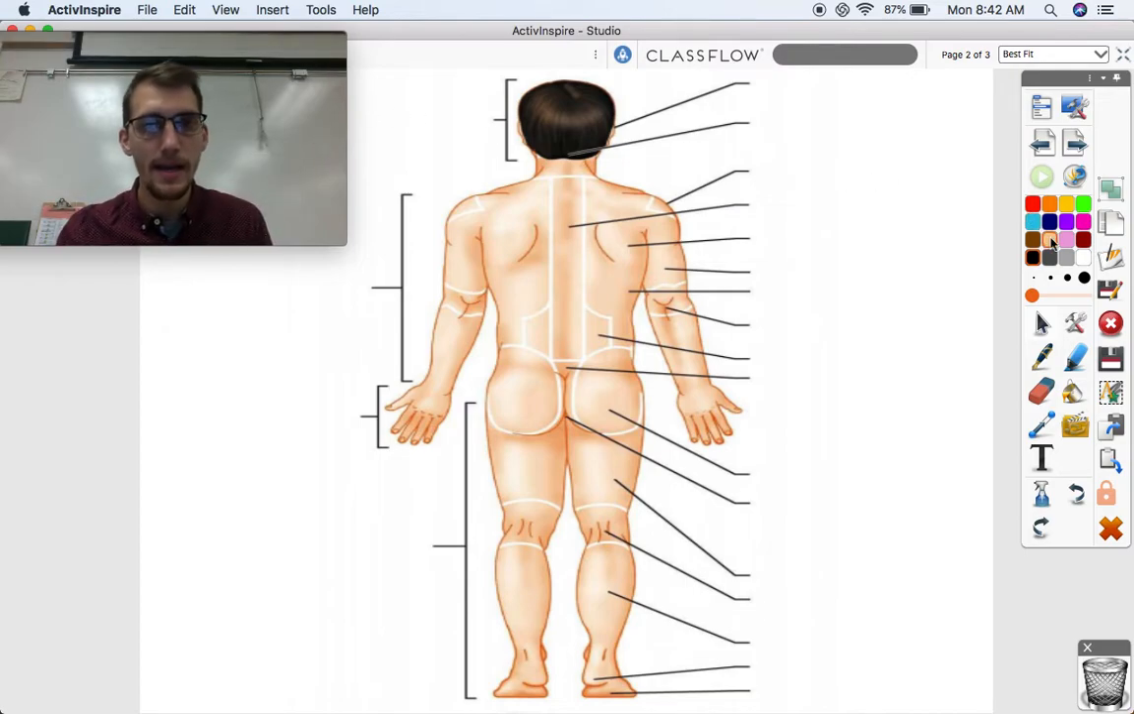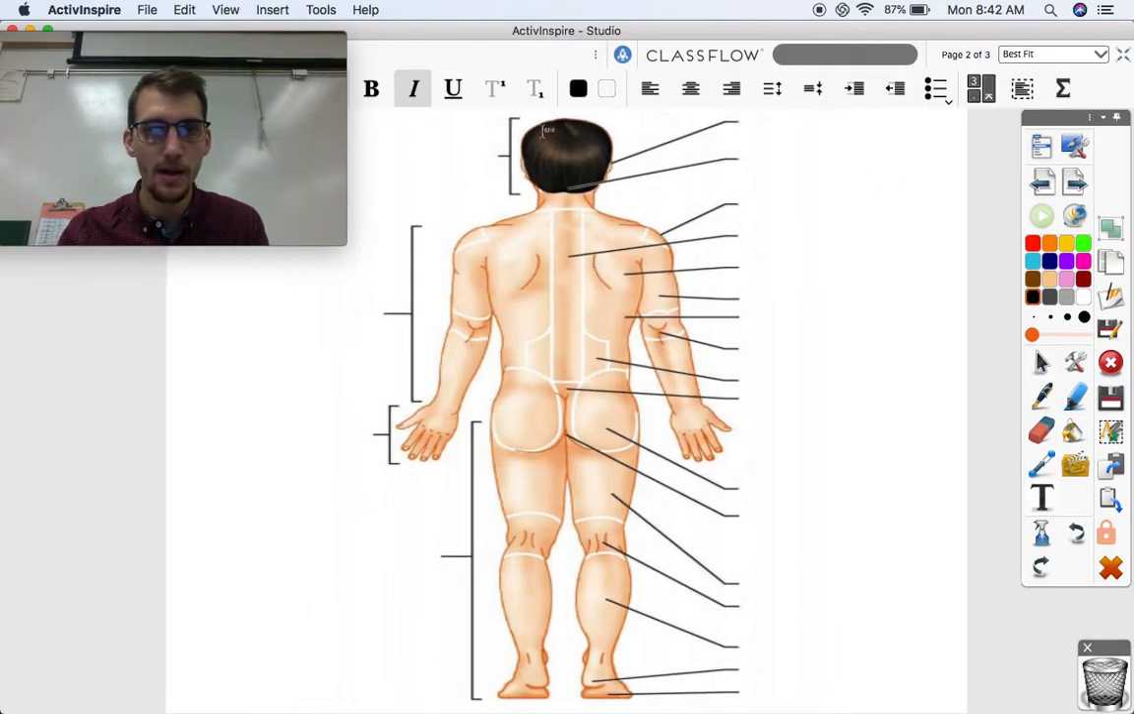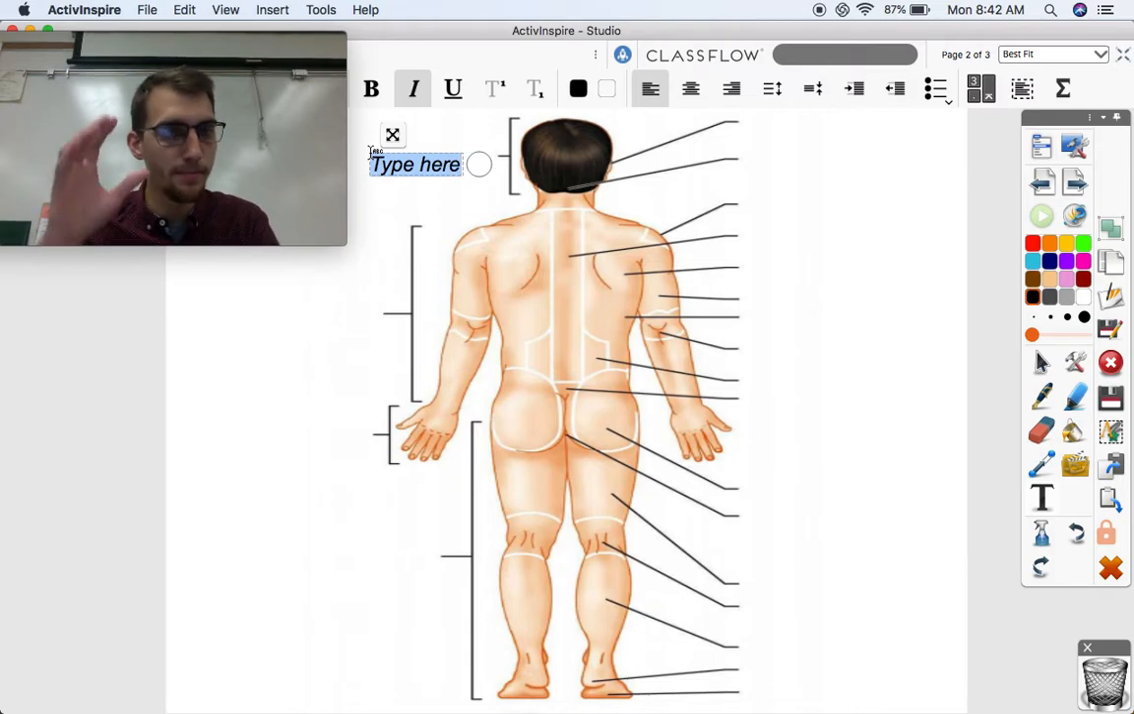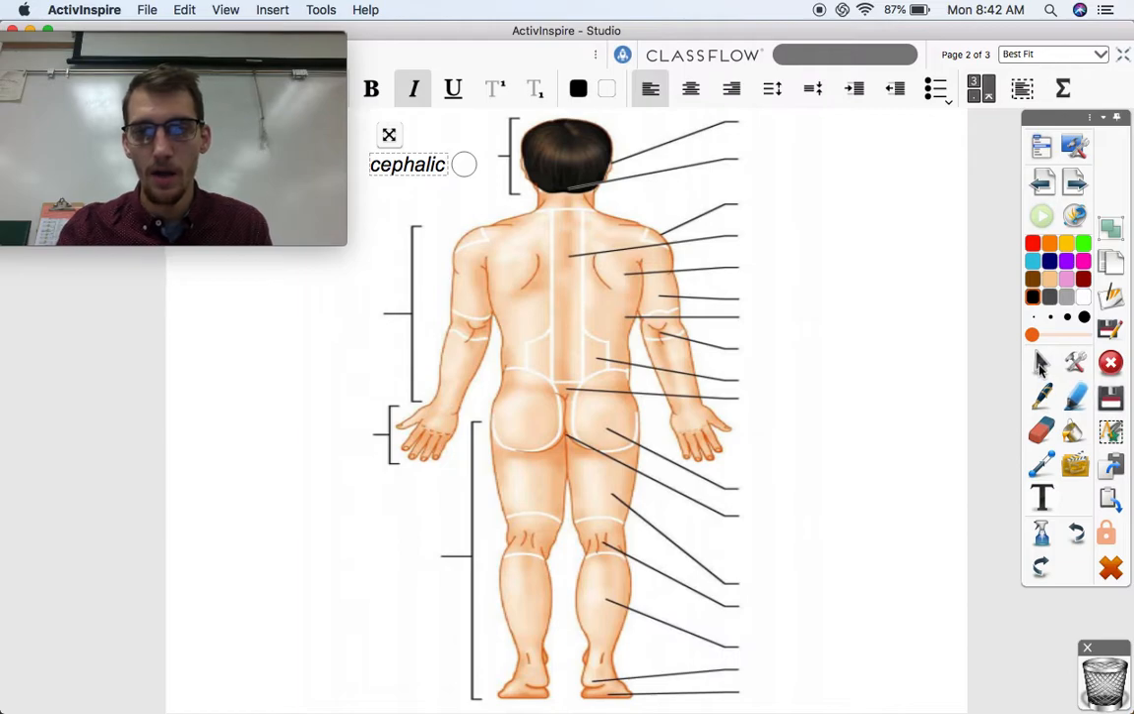Okay, to the backside now. Let's start with this over here. This bracket is referring to your whole head. It's called the cephalic region.